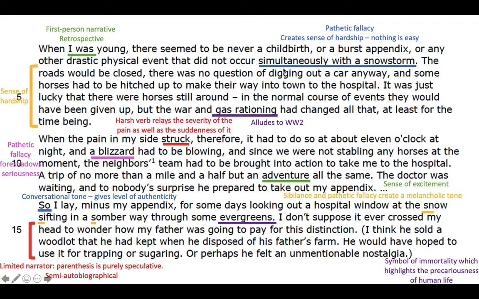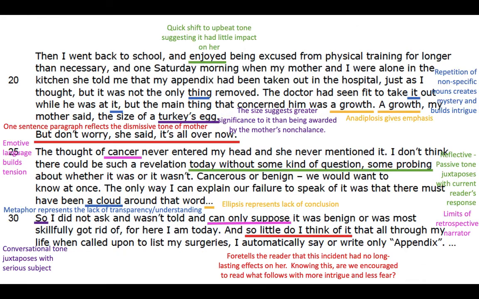So I feel like, again, it just makes the story feel so real. I would say this page here, up to page 17, we've really established this sense of hardship. Nothing is easy in this life, okay? I would say here now we're going to start seeing this mystery and intrigue build. First of all, she very quickly shifts to this upbeat tone, and that suggests that this hospital visit and whatever was wrong with her had little impact on her, or at least she thought it had little impact on her, because she just kind of went back. I mean, she got excused from physical training, but she seems happy enough and life goes on.